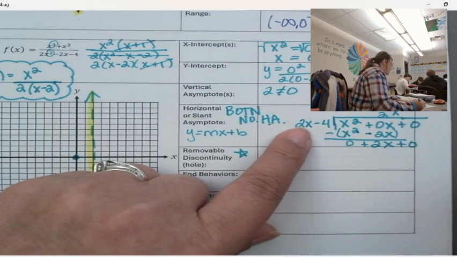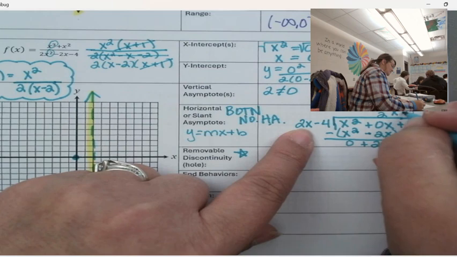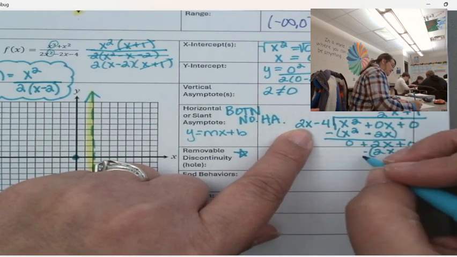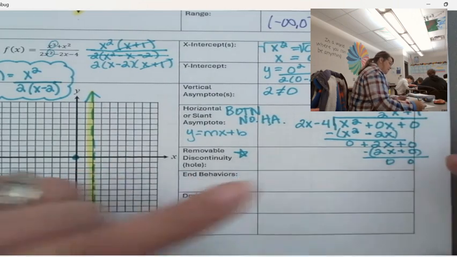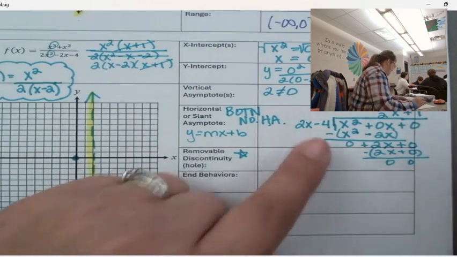So what do I multiply 2x by to get it to be a 2x? Positive 1. So now I get 2x plus 0. Everything is done. I get all zeros down here. Did I get something in y equals mx plus b form? I did. Oh, I'll do this. I'm sorry. I should have done that.